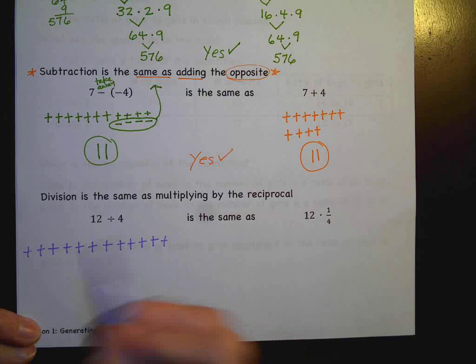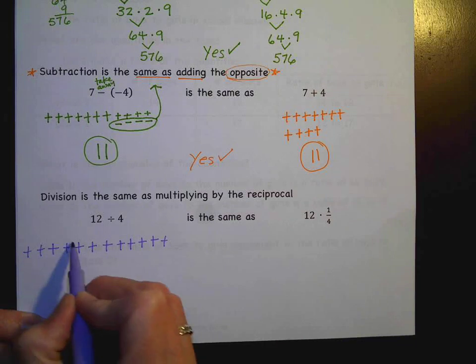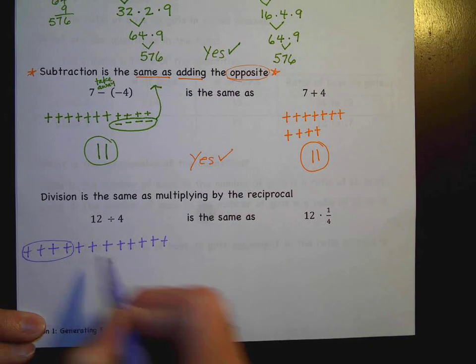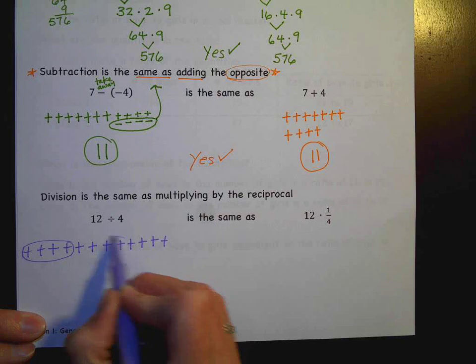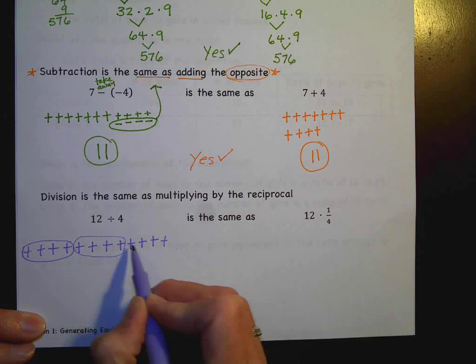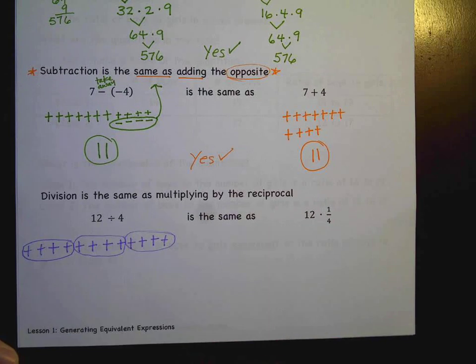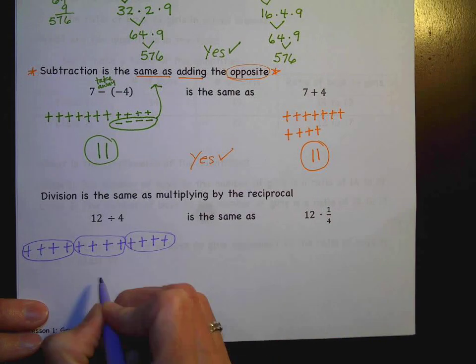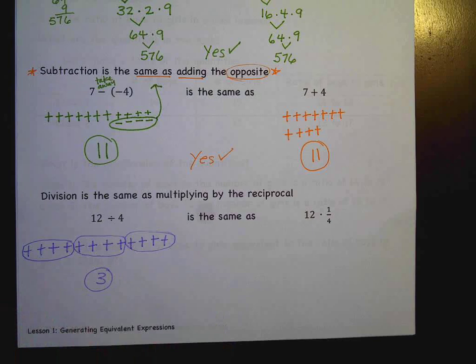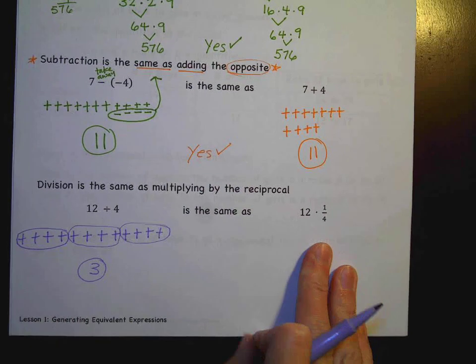And it says that I'm supposed to divide it into groups of 4. Okay, so 1, 2, 3, 4. Circle those. 1, 2, 3, 4. Circle those. 1, 2, 3, 4. Circle those. So I divided them into groups of 4. And when I did that, I got an answer of 3.